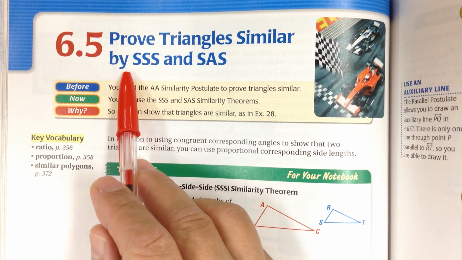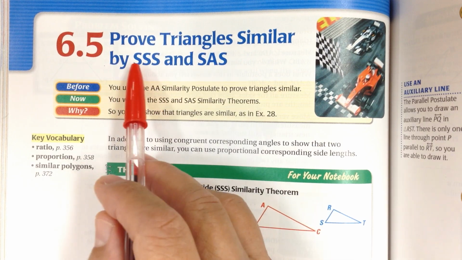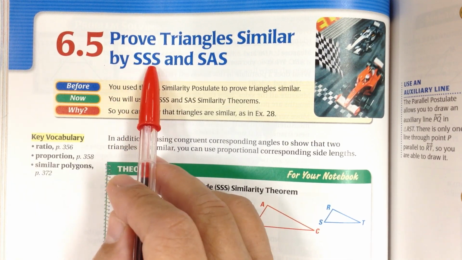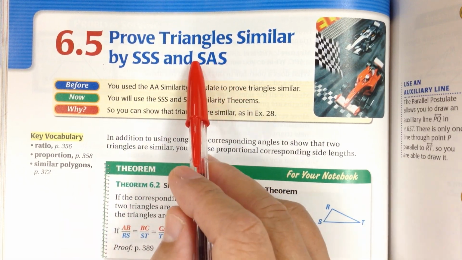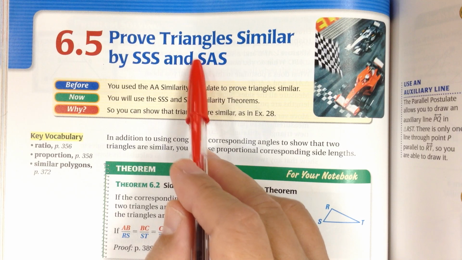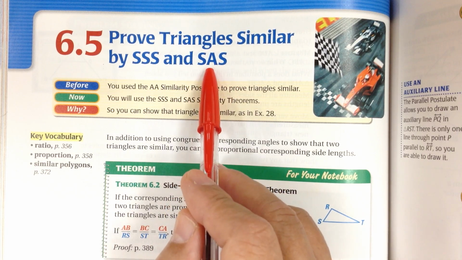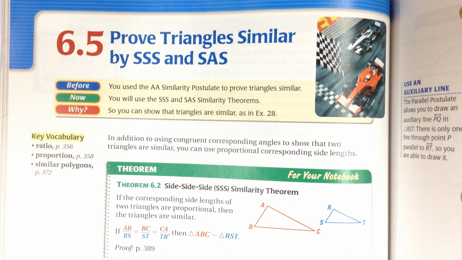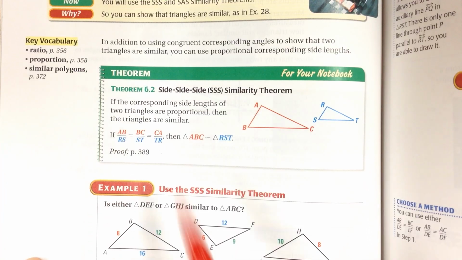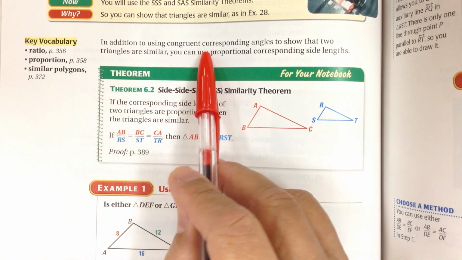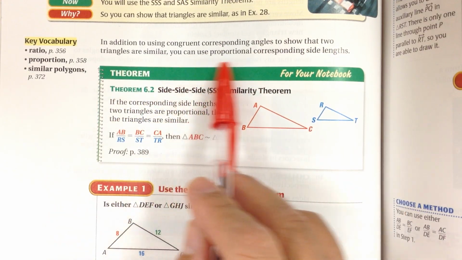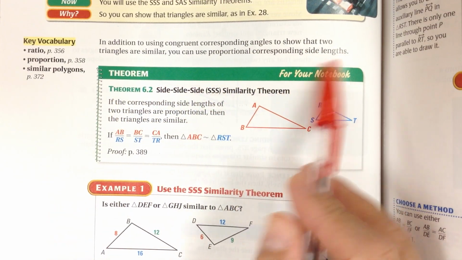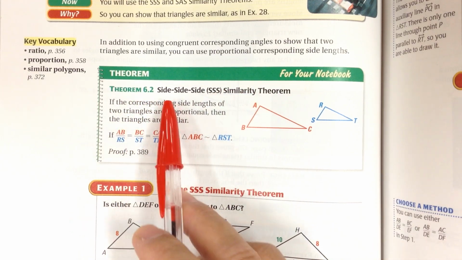If they are exactly the same, then they will be congruent instead of similar. And again, SAS means the sides have the same ratio, and the angle in between is congruent. So that's your theorem. In addition to using congruent corresponding angles to show that two triangles are similar, you can use proportional corresponding side lengths. So theorem 6.2, side.